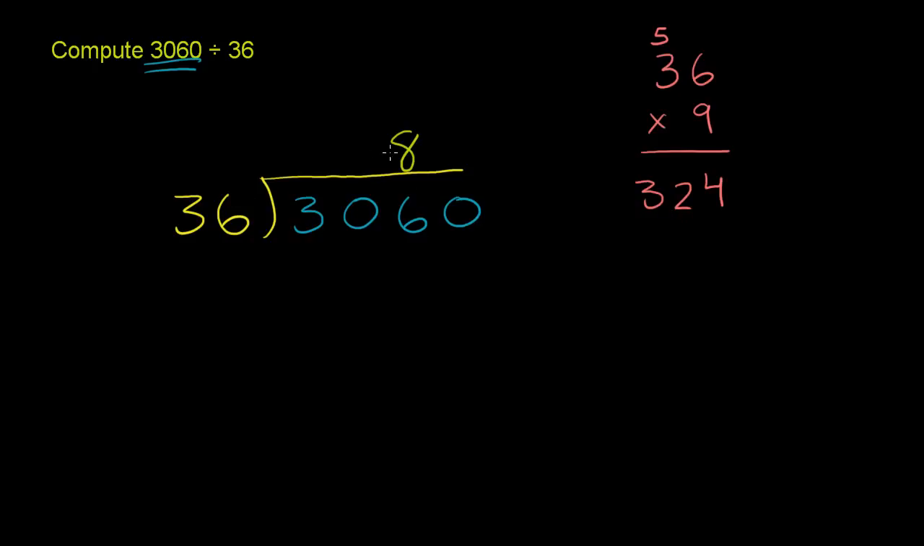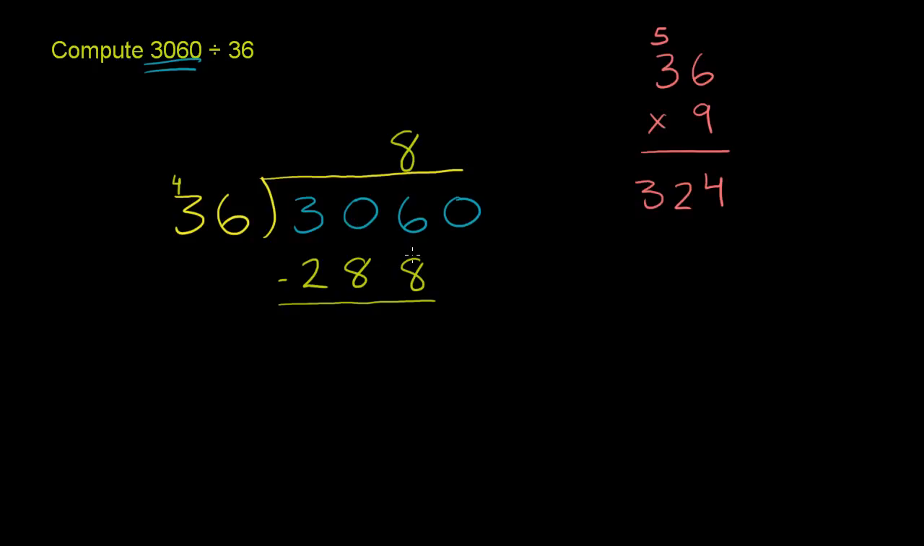So let's try this out and just make sure. 8 times 6 is 48. Put the 8 there, carry the 4. 8 times 3 is 24, plus 4 is 28. So 8 times 36 is 288, and it fits. It's less than 306. 9 would have been too much. It would have been greater than 306. So now we can just subtract.